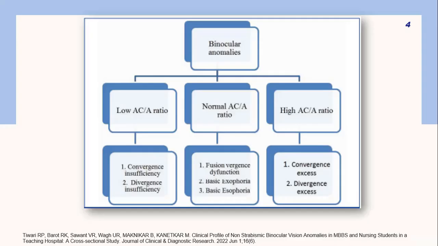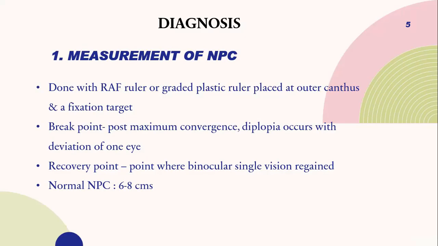So these vergence anomalies can also be classified based on the AC/A ratio. Usually the insufficiencies are associated with a low AC/A ratio. The fusional vergence dysfunction and the exophoria are associated with a normal AC/A ratio, and the excess ones are associated with a high AC/A ratio.